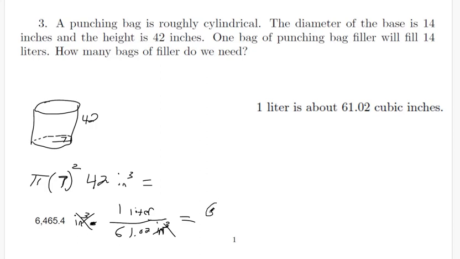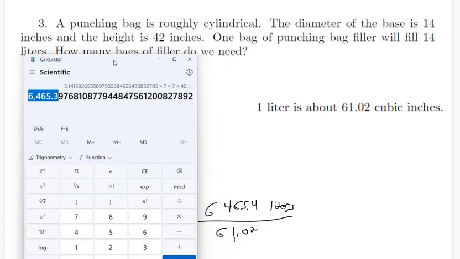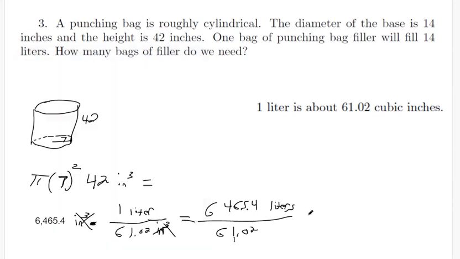And so you're going to have 6465.4 liters over 61.02. So I still got that number in. So we got, here, let's round up. We need 106 liters.